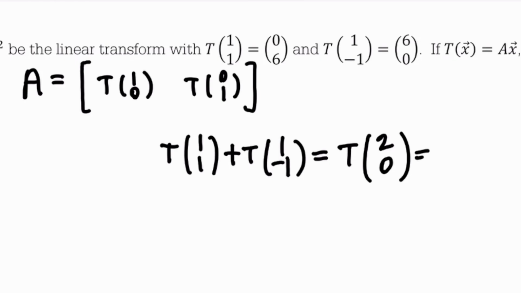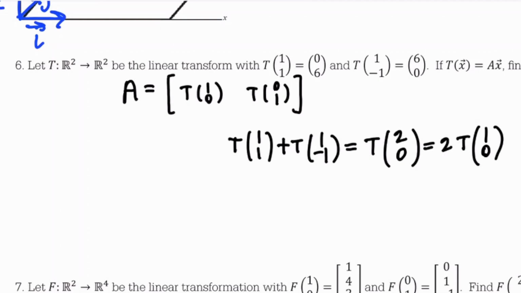Right? Now, it also has the property that I can factor out a 2 from it and say this is twice T of 1 and 0. It's the thing about the properties of linear transforms. And so if I actually added those two vectors together that was given, 0, 6 and 6, 0, I'd get 6, 6. Right, so if 6, 6 is 2 times what I'm looking for, what I'm looking for is going to be 3, 3.